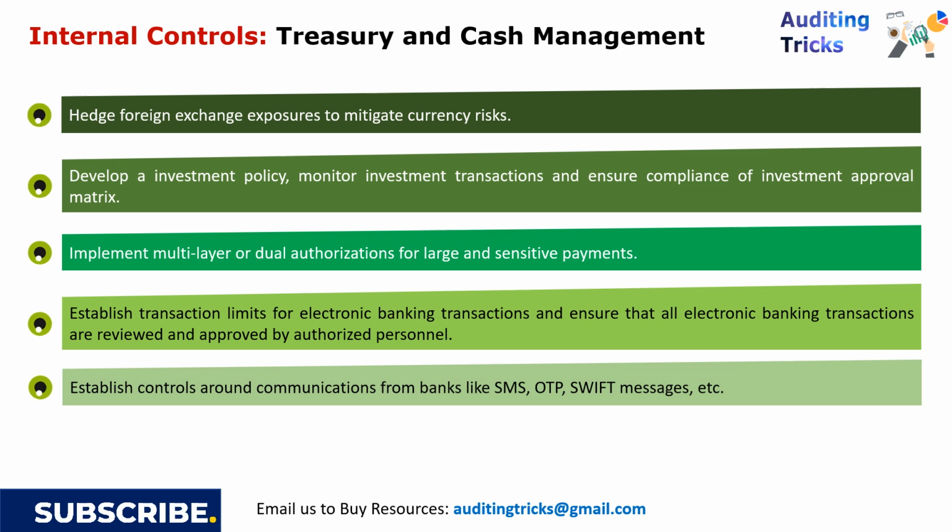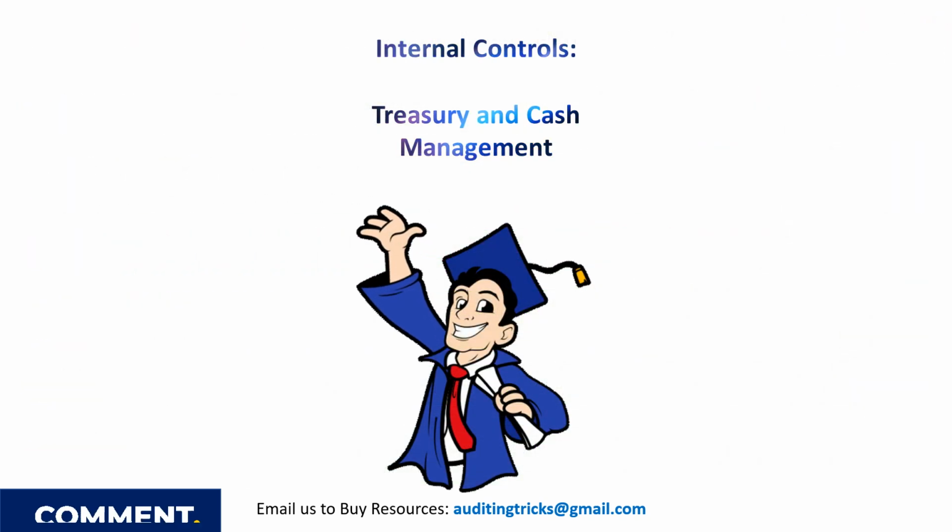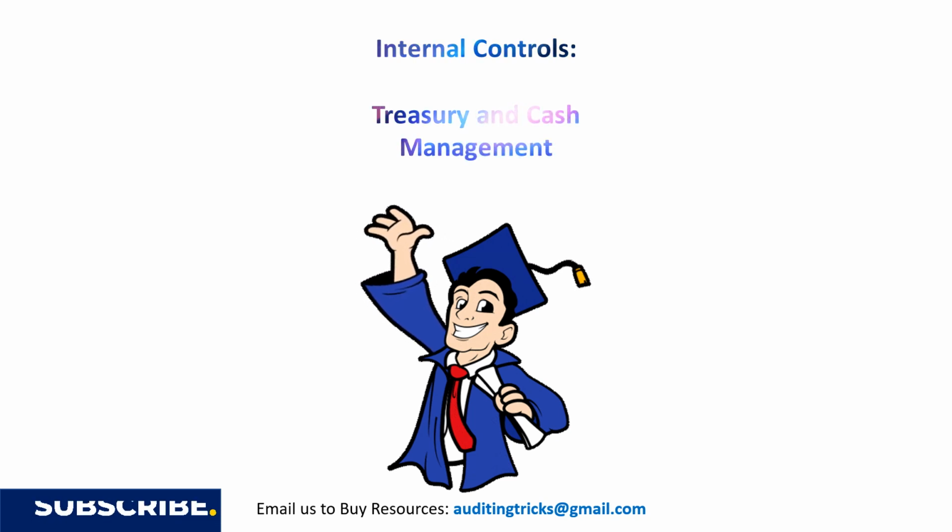We should establish controls around the communications from the bank, like any kind of SMS, OTPs, Swift messages, etc. We should monitor interest rate exposures and implement appropriate hedging strategies. We should do an assessment of the impact of interest rate changes on cash flows and the financial performance. So congratulations, now you know what all internal controls you need to establish in a company around the treasury and the cash management procedures.